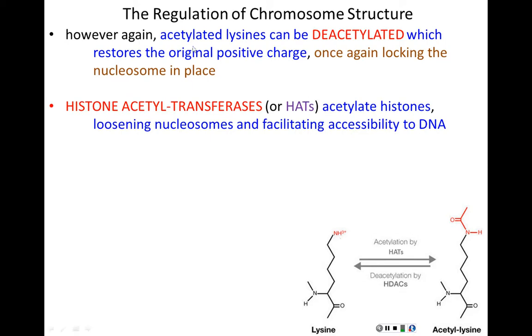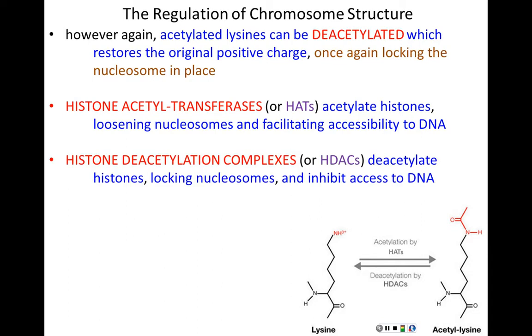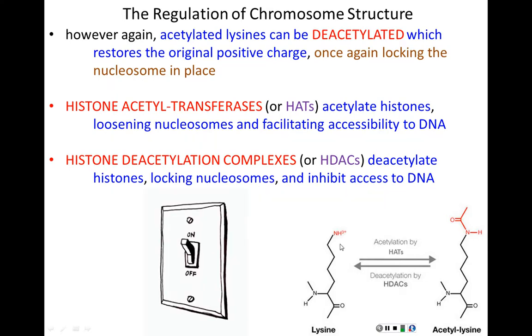And so we have different complexes for these activities. Histone acetyltransferases, or HATs, are responsible for acetylation. HATs acetylate lysines, causing interactions to be loosened, causing DNA to be less stable on the nucleosome, promoting the accessibility of DNA. Histone deacetylase complexes, or HDACs, deacetylate histones. By deacetylating those histones, HDACs restore the positive charge, tighten the interaction between DNA and histones, lock nucleosomes in place, and thereby inhibit access to DNA. So what we have is a very beautiful reversible system here where HDACs and HATs oppose one another.